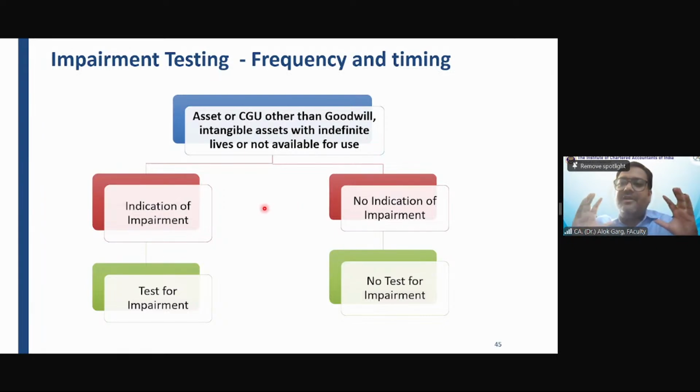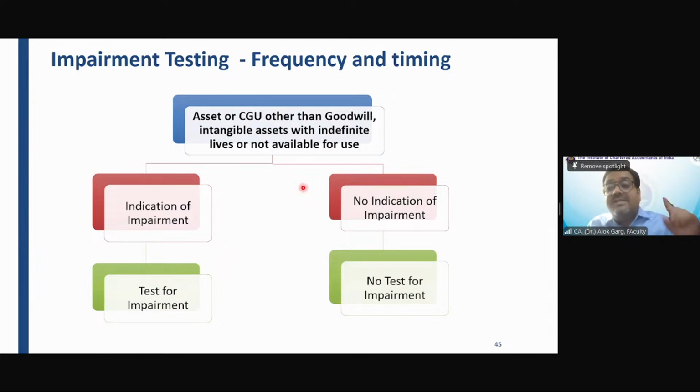There is a cash generating unit which does not have these three assets: goodwill, an intangible asset having an indefinite life, or an intangible asset not yet available for use. So this CGU does not have these three kinds of assets. In that case, if there is an indication of impairment, you need to test for impairment. If there is no indication of impairment, you are not required to test for any impairment, even once in a year.